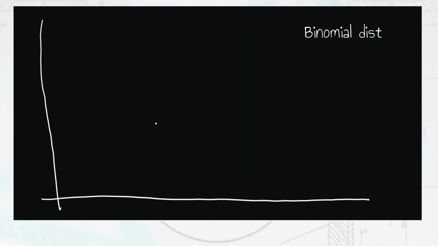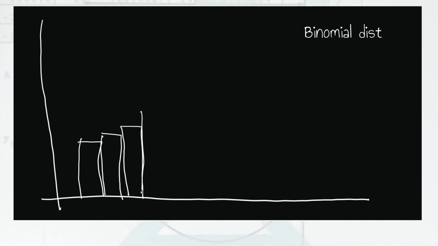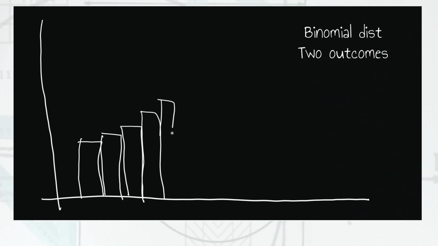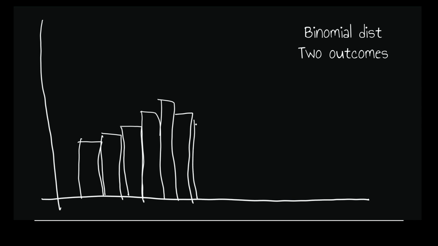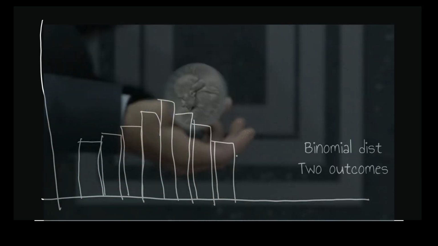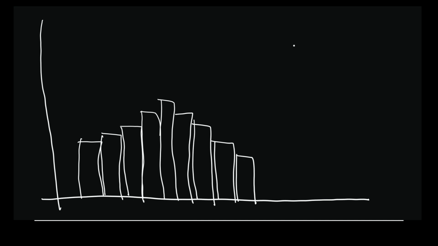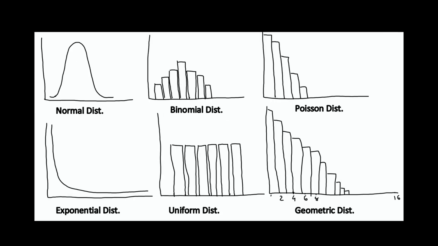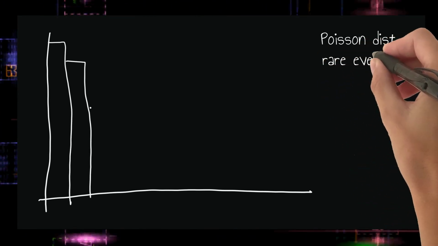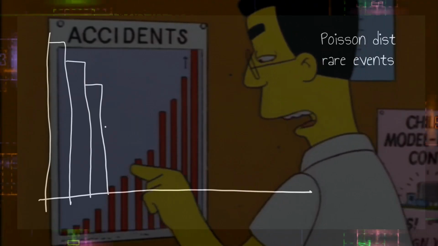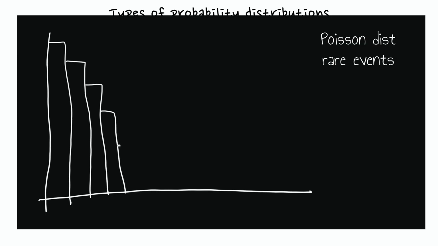Binomial distribution. This distribution is used to model the probability of a specific number of successes in a fixed number of trials. It is often used to model the probability of events that have two possible outcomes, such as the probability of getting heads or tails when flipping a coin. Poisson distribution. This distribution is used to model the probability of a certain number of events occurring within a specified time period or area. It is often used to model the probability of rare events, such as the probability of a specific number of accidents occurring in a given year.